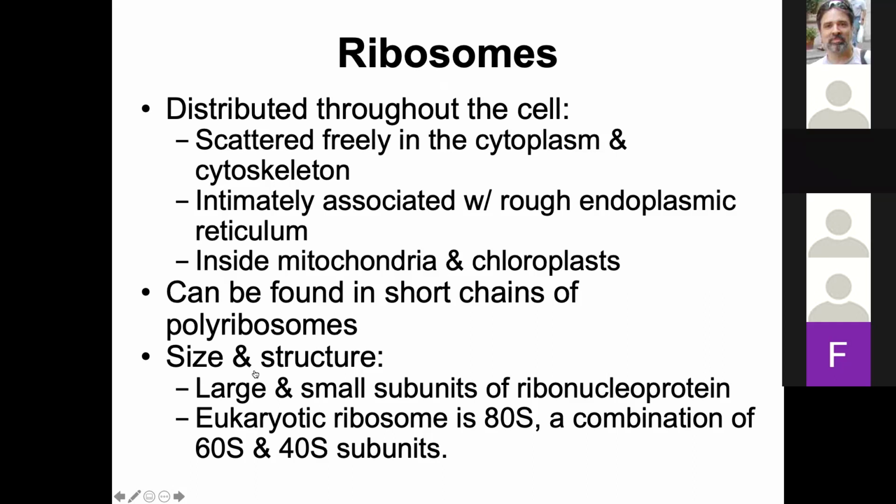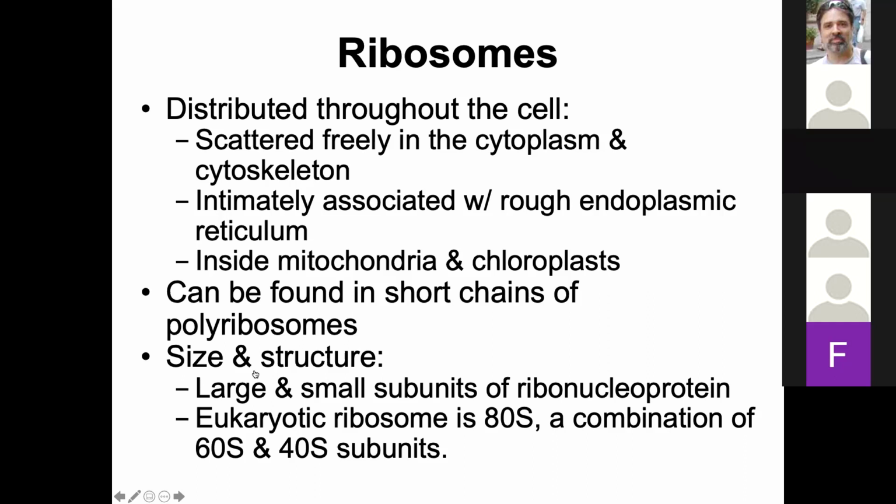They're also found inside mitochondria and chloroplasts, but those ribosomes are more like prokaryotic ribosomes, right? So we would say again that they are functionally identical but structurally different from eukaryotic ribosomes. Sometimes they occur in chains on a message, in which case they're called polysomes. So they're making lots of protein in one shot when they're doing that.